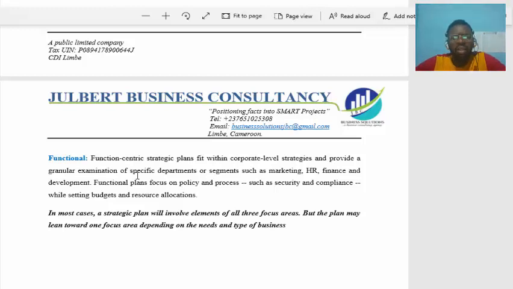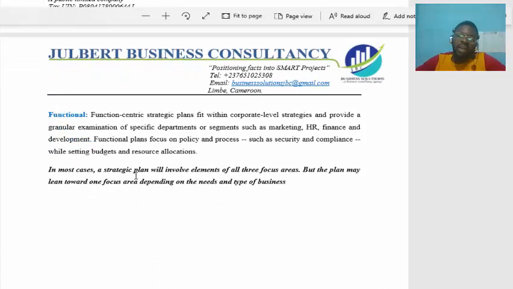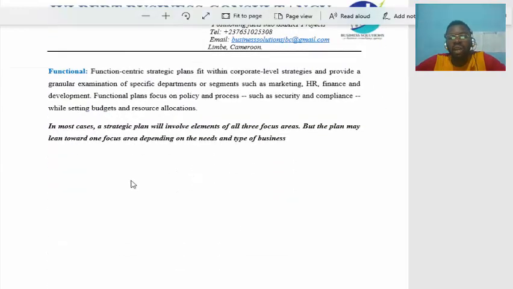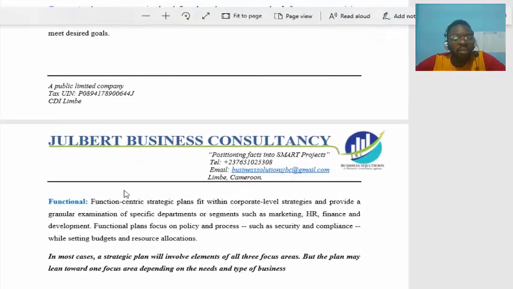All of that is a functional plan because it is carried out at the level of the specific department of the organization. To conclude, we should note that in most cases, a strategic plan will involve elements of all three focus areas: business, corporate, and functional. But the plan may lean towards one focus area depending on the needs and the type of business. If it is a strictly business organization, you see that the plan is weighing towards marketing and finance. If it has to do with an NGO, you will see that the plan is weighing towards a corporate focus.